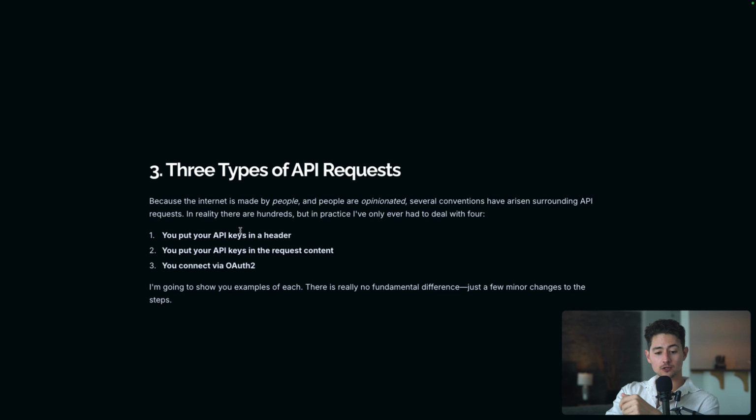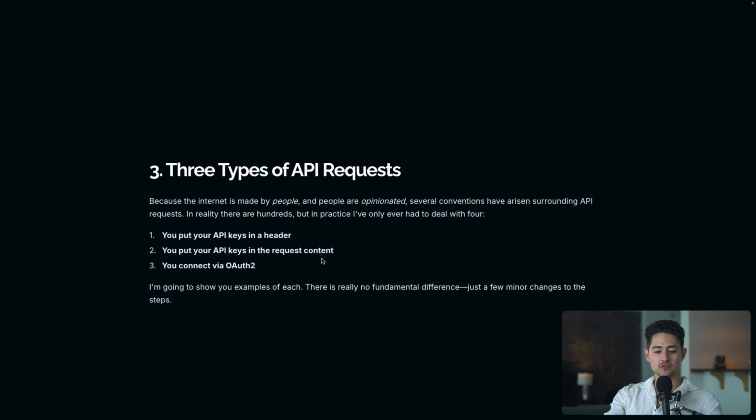The first is that you'll put your API keys in a header. The second is that you'll put your API keys in the request content. And the third, and this is the hardest one for many people to understand, and this is a question I get in my community all the time, is you'll connect via OAuth 2, which I'll cover later. And I'm going to show you examples of each. There's really no fundamental difference, just a few minor changes to the steps of the API request.